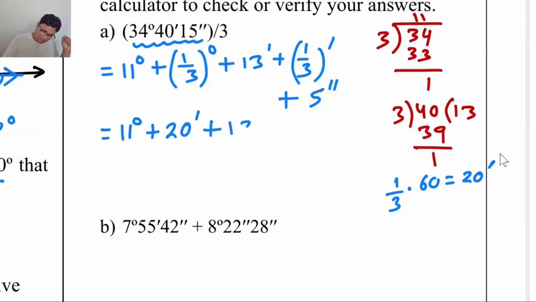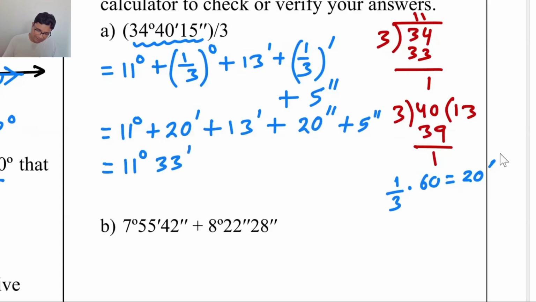And you have 13 minutes there, plus 1/3 of a minute. Similarly, if you multiply that 1/3 of a minute times 60, it will become seconds. So that we have already seen is 20, 1/3 times 60. So 20 seconds. And you have 5 seconds. Okay. Let us see if this can be written neatly. This is 11 degrees, 33 minutes and 25 seconds.